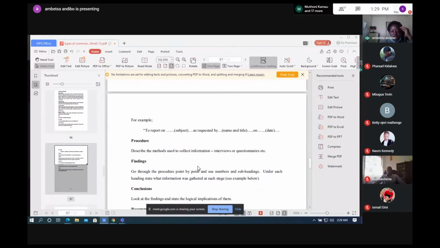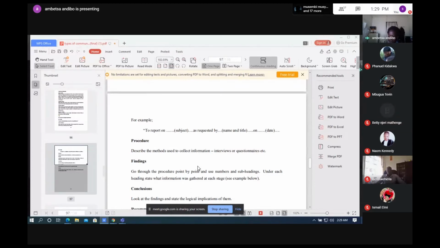The procedure, you have to describe the methods you use to collect information. There are several methods. You have observation, you have interviews, and you have questionnaires. Now, when do you go for observation?